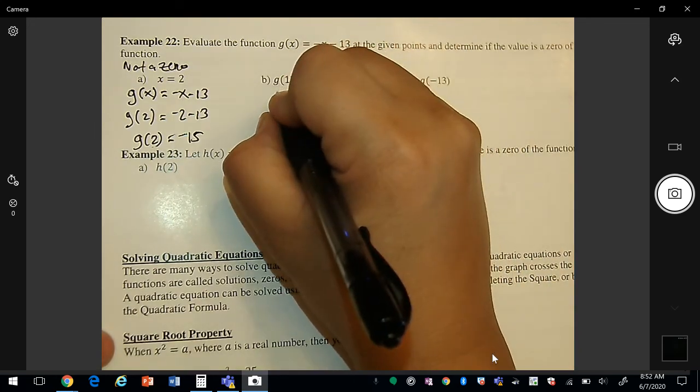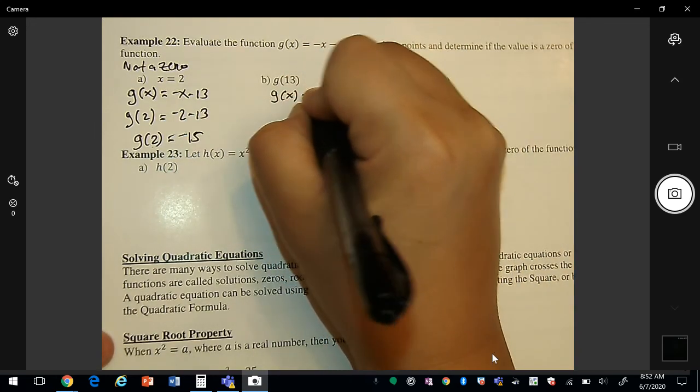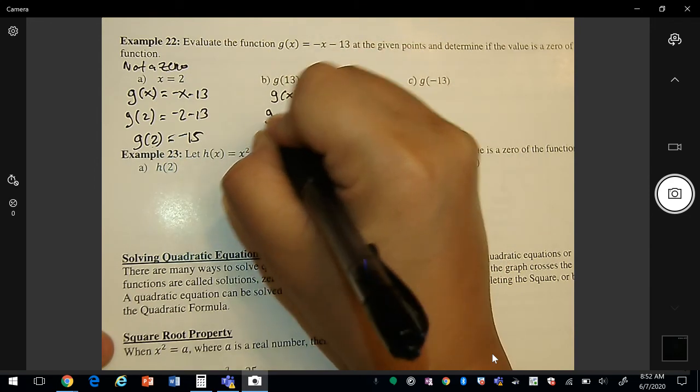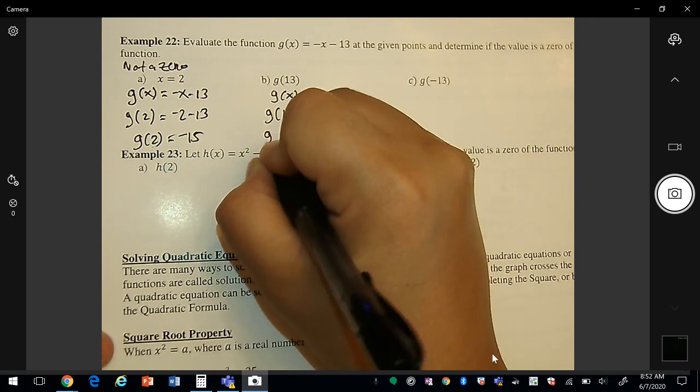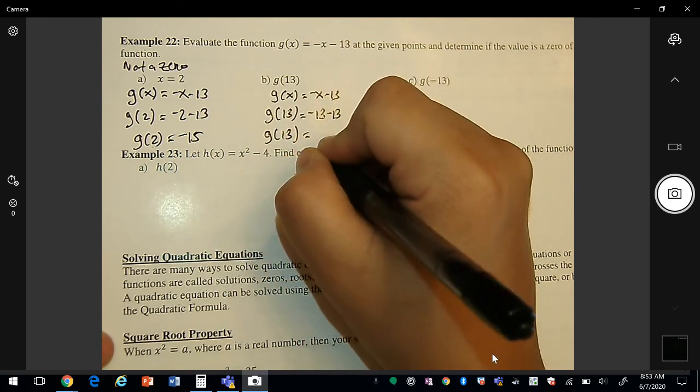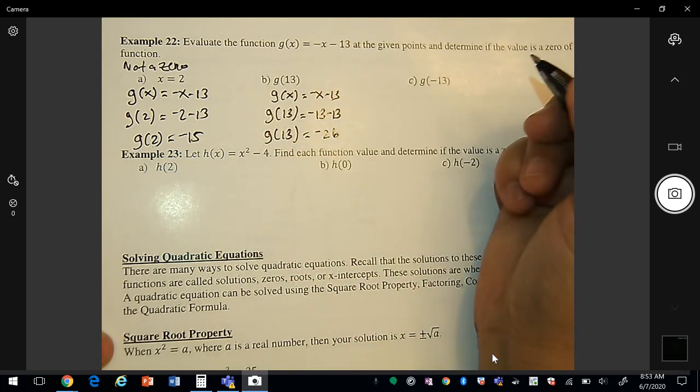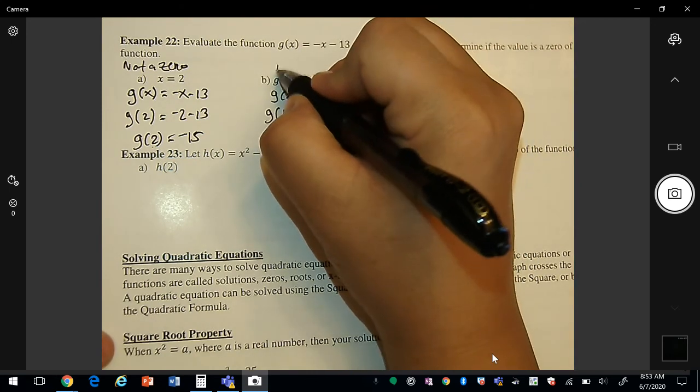On the next example, we have that x is 13. -13 minus 13 is -26. So again, that's not 0, so we say it's not a 0.